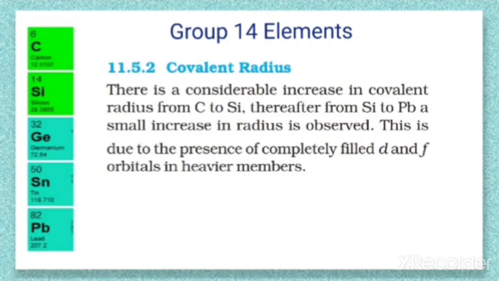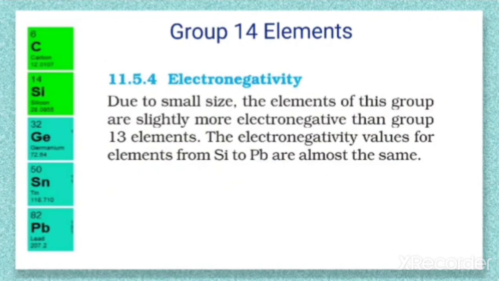Next is electronegativity. Due to the small size, the elements of this group are slightly more electronegative than the group 13 elements. We have already learned that electronegativity increases from left to right. So compared to group 13 elements, group 14 elements are more electronegative. The electronegativity values for the elements from silicon to lead are almost the same.